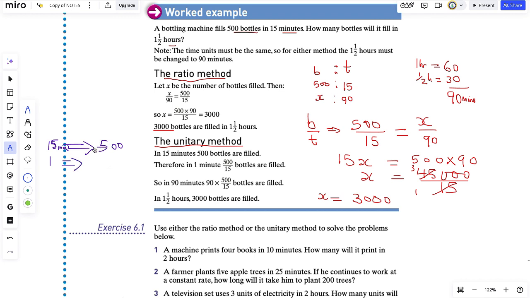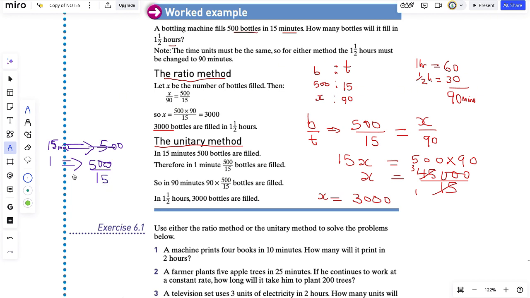It will fill 500 divided by 15. If you want to know for 1 minute, it's always what is here divided by what is here. So you say 500 divided by 15.